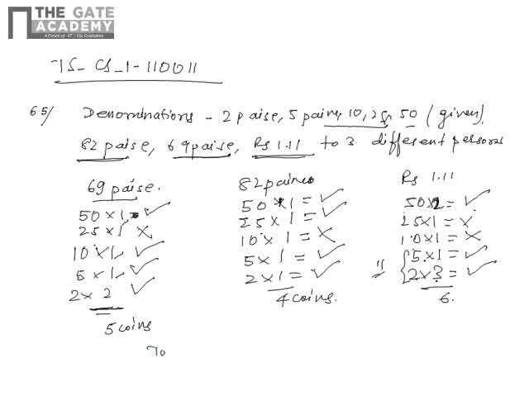So the minimum number of coins required in total will be how much? That will be 5 plus 4, 9, plus 6, 15 coins. So the answer will be C.